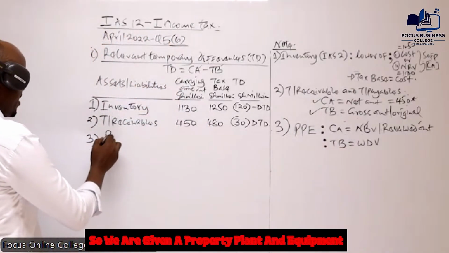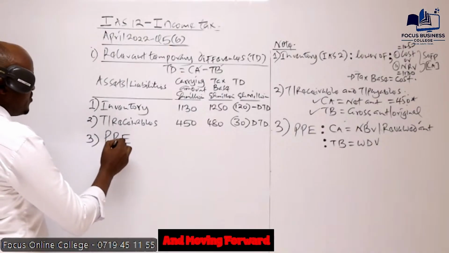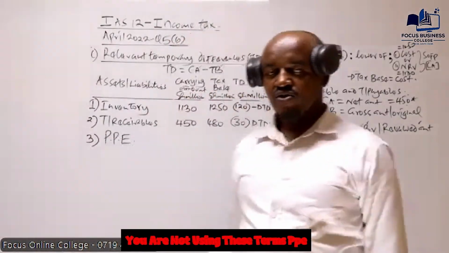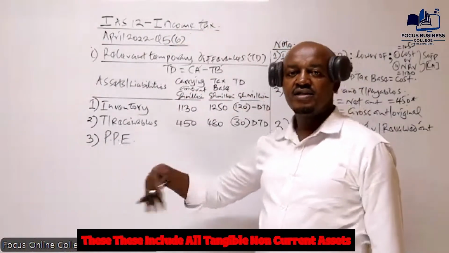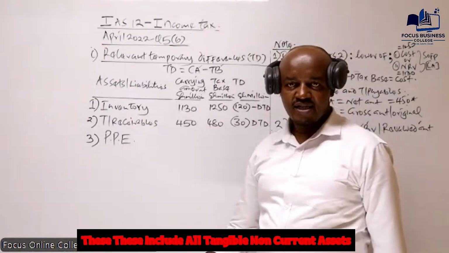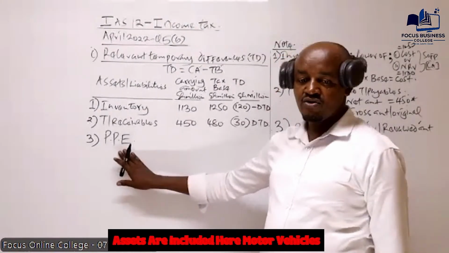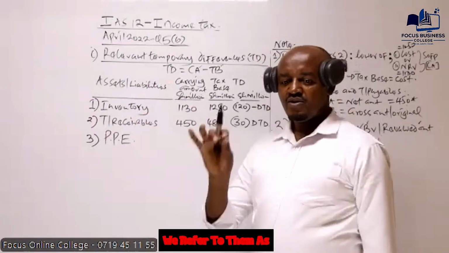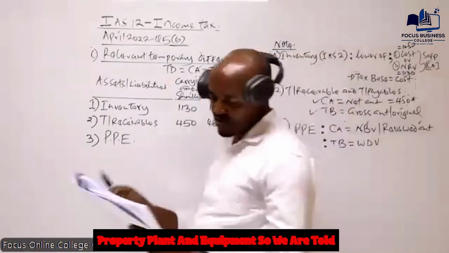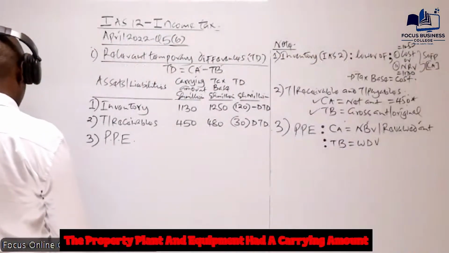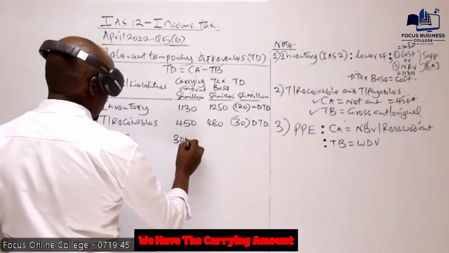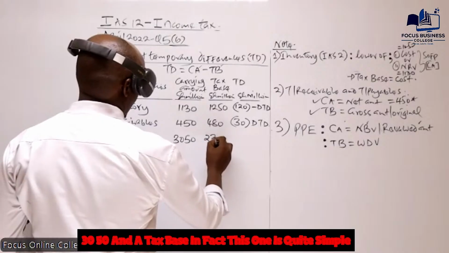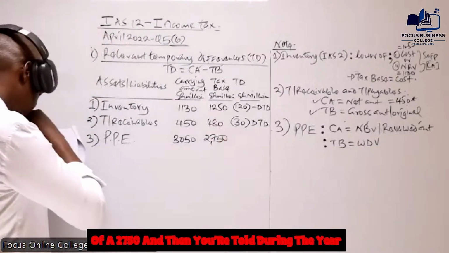So we are given property, plant, and equipment. Moving forward, you need to get used to some of these terms because in the lower level, you are not using these terms. PPE includes all tangible non-current assets: motor vehicles, land and buildings, furniture and fittings, all of them, we refer to them as property, plant, and equipment. So we are told the property, plant, and equipment had a carrying amount of 3050, and the tax base over 2750.